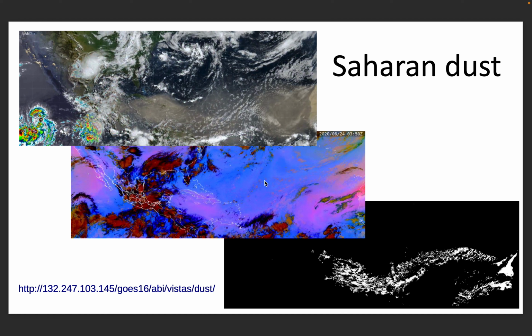And these are some products that we made. Here it is clear, no? The dust traveling all the Atlantic Ocean, traversing all the Atlantic. This is a pseudo color, magenta. The dust can be identified with the magenta color. And this is the CSPP dust mask. So every June, we are doing these stories about the dust.